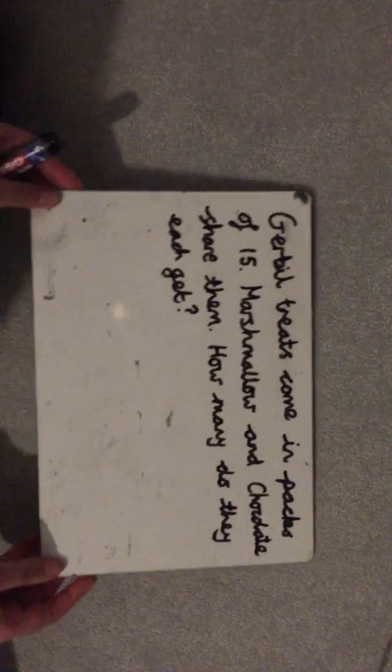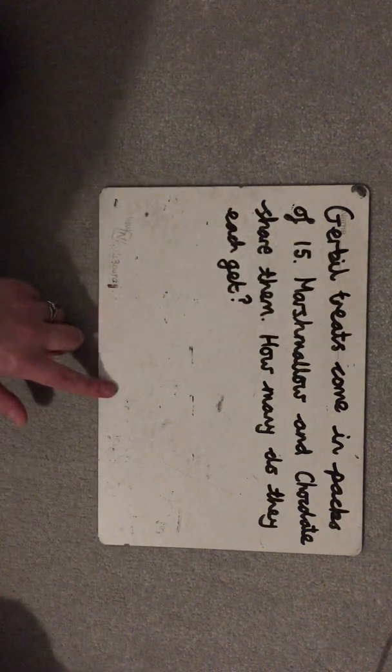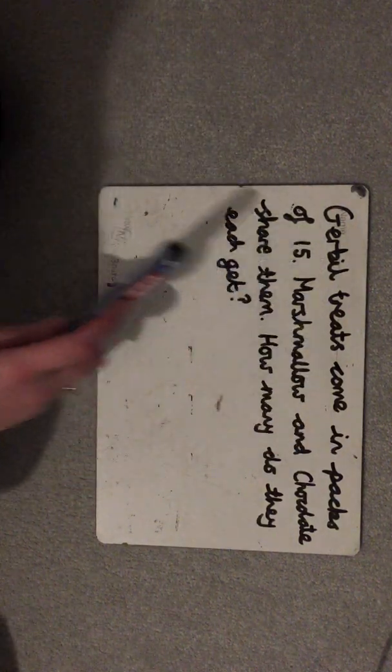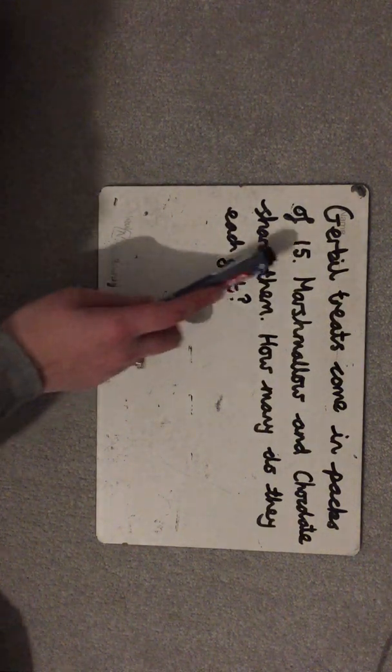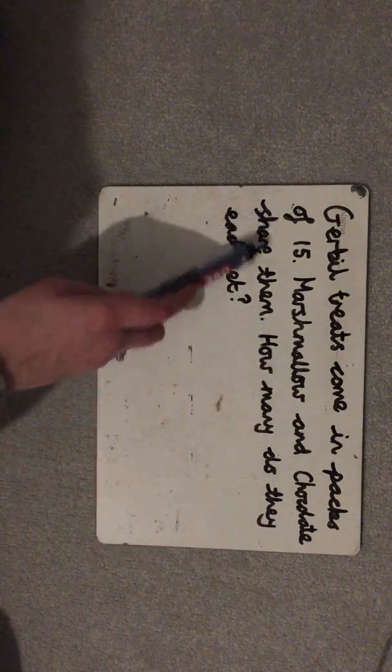Okay, my first example. It's a word problem, so we have to work out what it's asking us to do. Gerbil treats, yes, my gerbils have come up again. I'm a bit obsessed with them. Gerbil treats come in packs of 15, so when you buy 1 packet, there are 15 treats inside. Marshmallow and chocolate, if you don't know, they're my gerbils, I've got 2 of them, share them. How many do they each get? I have to make sure it's fair because they fight over them otherwise.